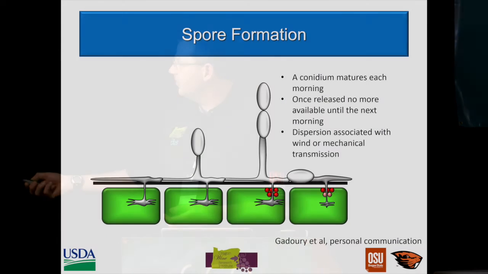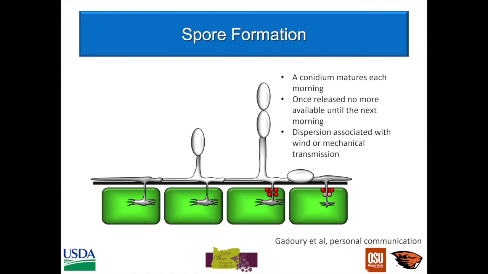So where are we going with this? The assumptions of the current forecasters: sporulation is always occurring, probability of infection is equal throughout the vineyard, and growers can react. You try to react, but the reality is you need the tools to be proactive. So we look at sporulation. This is some new data from David Godoy. Conidia mature in the morning, so they become available for release in the morning, and only one spore is produced. And once that's released, there aren't any more available.